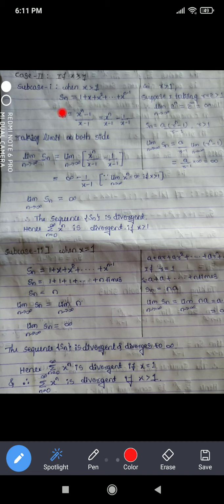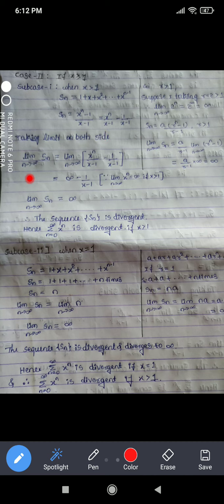So now write the sum of the nth terms Sn once again. Using the formula for r greater than 1, Sn is equal to a into r raised to n minus 1, divided by r minus 1. We can use this formula because r greater than 1 means here x greater than 1. Therefore, Sn is equal to x raised to n minus 1 divided by x minus 1. Now split this as x raised to n divided by x minus 1, minus 1 upon x minus 1. Now apply the limit on both sides.